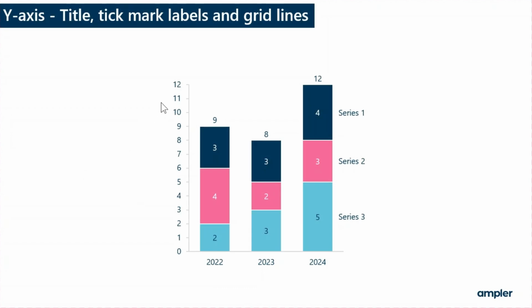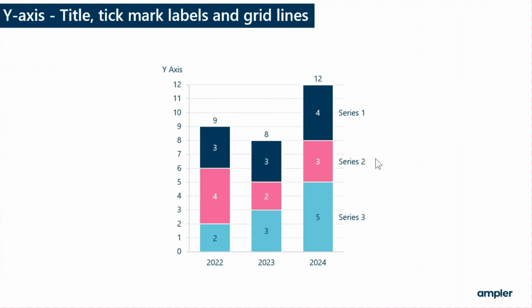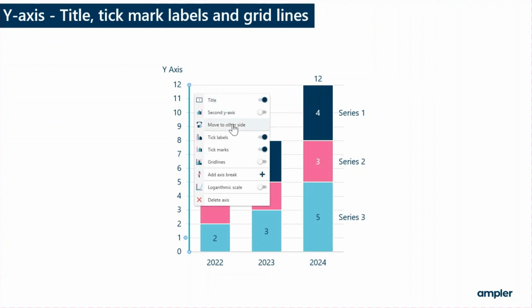From the context menu of the axis, you can add additional elements such as axis title, toggle on and off tick labels, tick marks, and grid lines. Labels, tick marks, and grid lines can be deleted individually by selecting them and hitting Delete on the keyboard. Or remove all elements by toggling them on and off from the context menu.